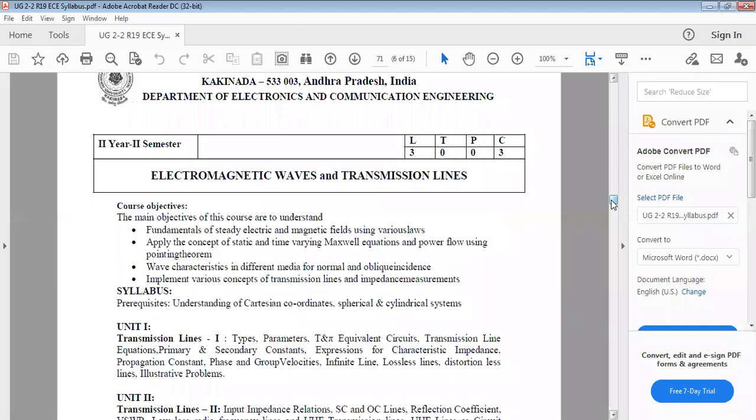See here, as per the curriculum, they mentioned the course objectives. Of course, these course objectives are slightly different from what we define. But as per JNTU Kakinada, these are the course objectives of this subject.